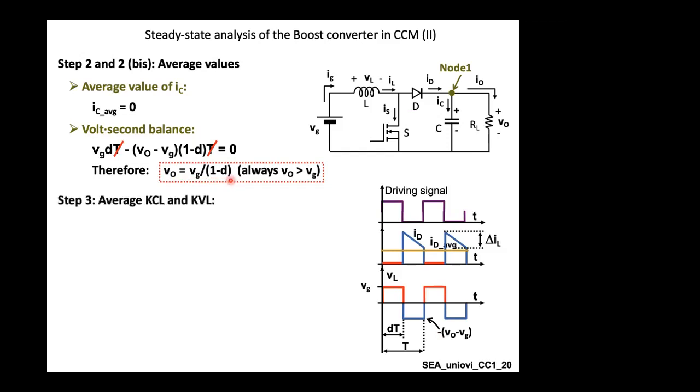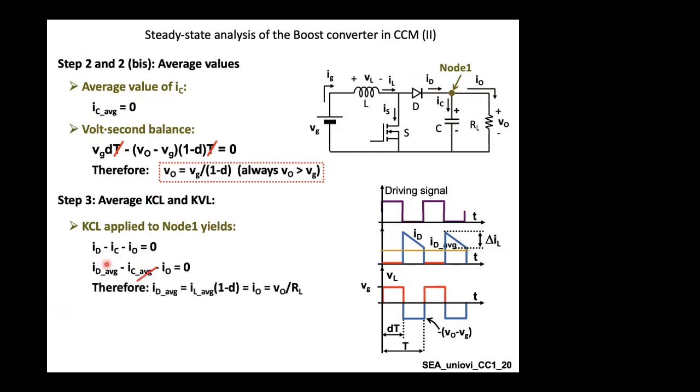Let's consider the current flowing in this node. Typically, the current coming into the node, which is ID, minus the current flowing in the capacitor and minus the current flowing in the load, should equal 0. We have one ingoing current, which is ID, and two outgoing currents, which are IC and I output, as you can see. As you already know, the average current flowing in a capacitor equals 0, which means that the current in the diode is equal to the current in the load. And if you recognize that the current in the diode is typically the same as the current in the coil, which is the same as IG, and the current in the output node, I output, is V output over RL, obviously.